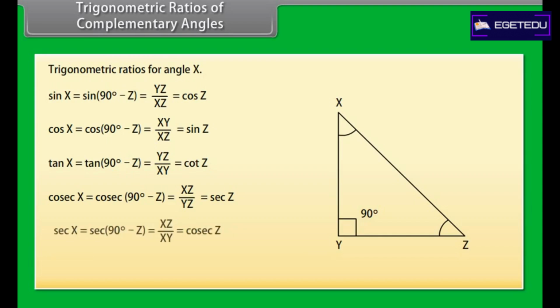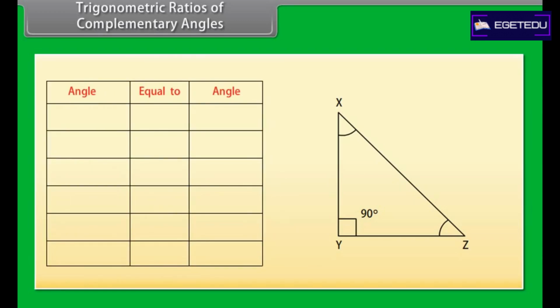Sec X is equal to sec 90 degree minus Z equals XZ upon XY equals cosec Z. Cot X is equal to cot 90 degree minus Z equals XY upon YZ equals tan Z. Let us first compile our observation and then use it to solve questions.